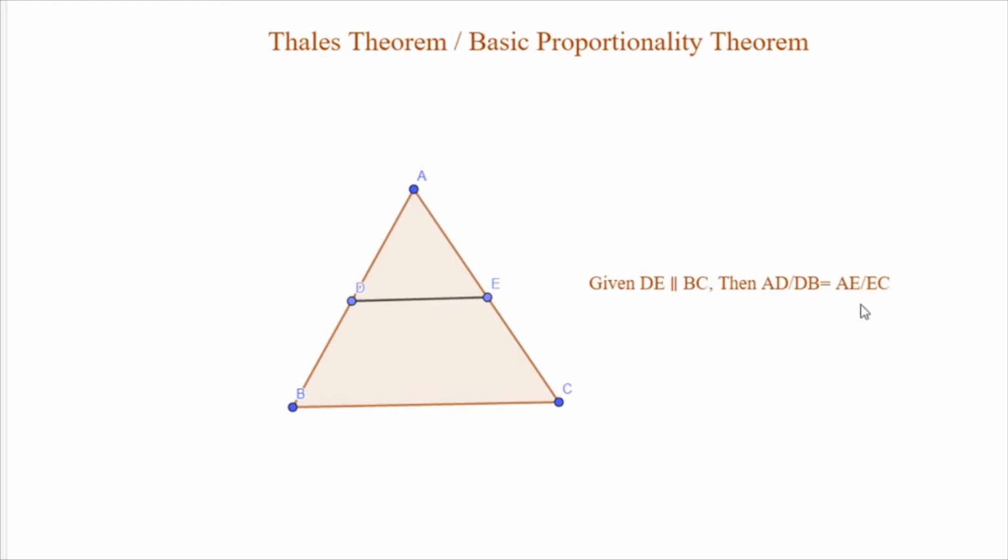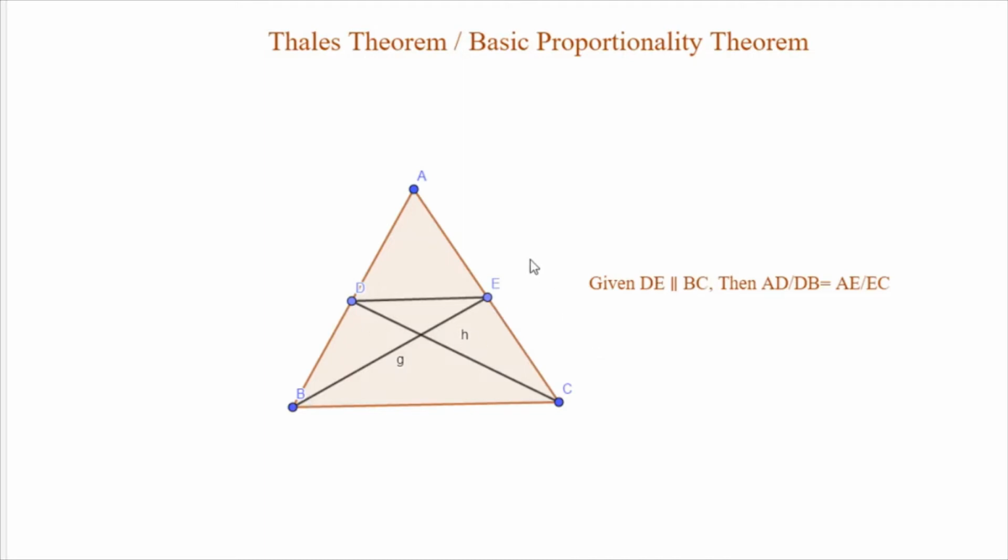But DB and EC are not the sides of any triangle. So let us make DB and EC part of some triangle by drawing lines BE and DC. Now DB is a side of the triangle DBE and EC is a side of the triangle DCE.